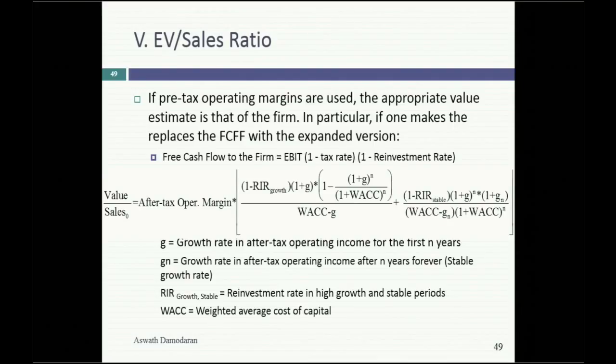You have price to sales. I don't like the multiple, but let's say you decide to use it. To get the companion variable, I'm going to take net income and divide it by sales, which gives me net profit margin. So the companion variable for price to sales is net margin.